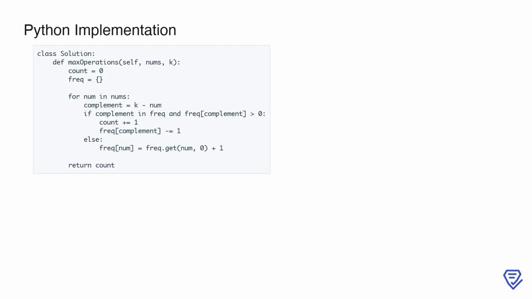As we iterate through the array, for each number, we calculate its complement, the value needed to reach k, and check if the complement exists in the frequency dictionary with a frequency greater than 0. If it does, we perform an operation by incrementing the count and decrementing the complement's frequency in the dictionary. Otherwise, we increment the frequency of the current number in the dictionary. This ensures we efficiently track the pairs without needing nested loops. The algorithm runs in O(n) time, making it optimal for large inputs.